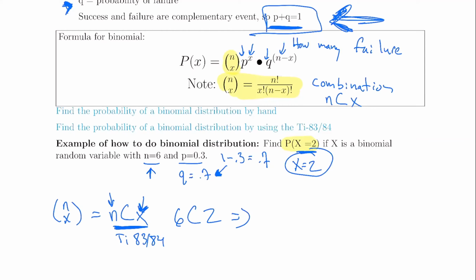All right. If you remember, to do this you first have to enter your n, which is 6. You click where it says math, go over to PRB, and if you look right here, we do nCr. It's the same thing. The only difference is that instead of x, they put r. And then we put a 2, and we're all done. So we get 15. For this part right here, I'm going to put 15.